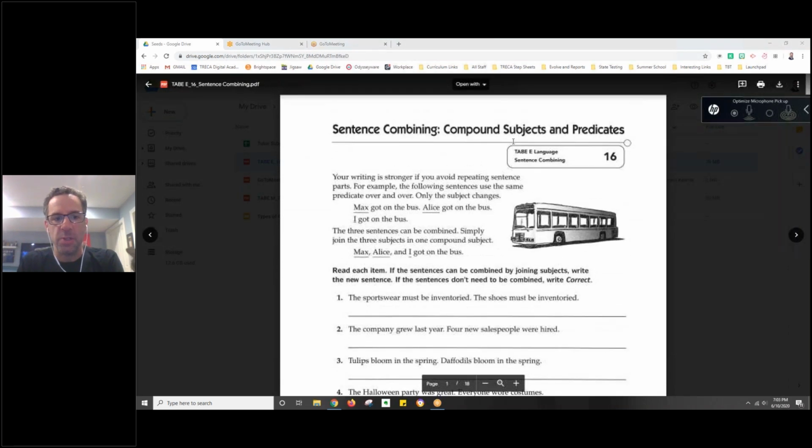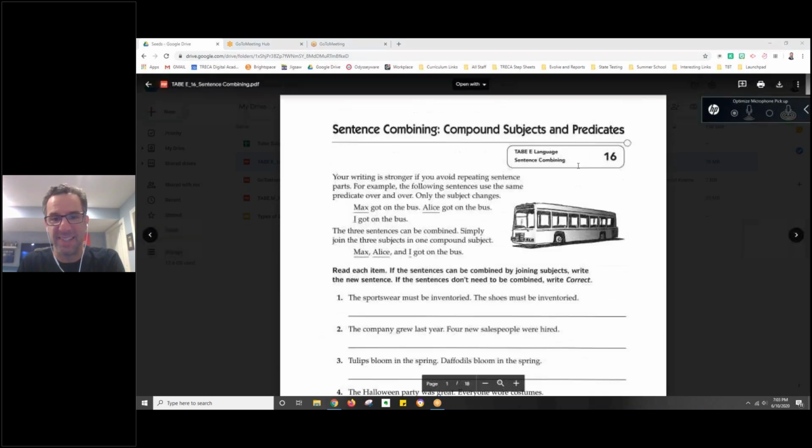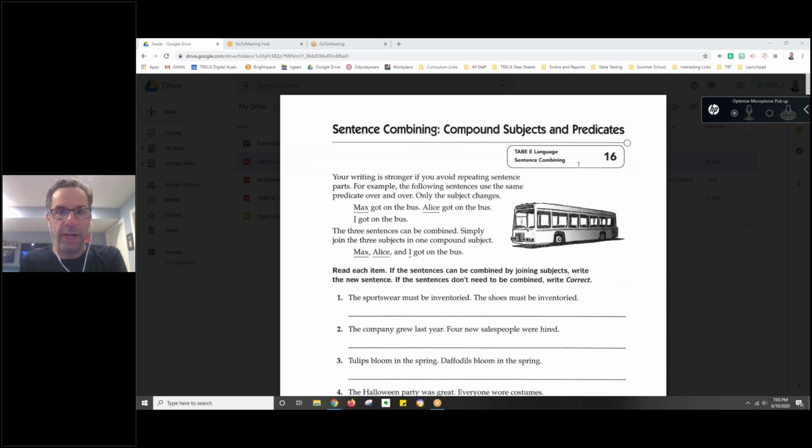What we're going to do today is a packet in English called Sentence Combining Compound Subjects and Predicates. If you want access to the packet, it's Tab E, language. I believe it's identified as packet 16 from what I can see. Basically, the purpose of this worksheet is to give you some ideas on how to become a better writer. There are certain rules that have to be followed when you talk about sentences and making them shorter and making them just make more sense.